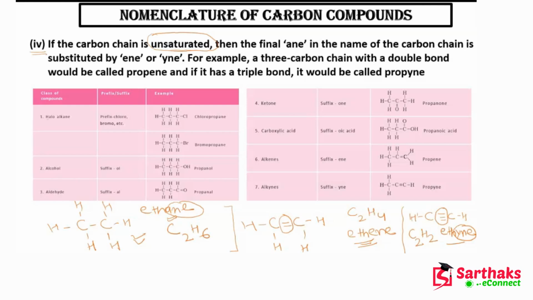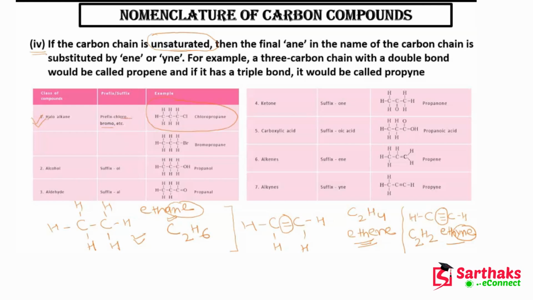So basically, haloalkanes. Let us start with haloalkanes. If you see a haloalkane in a carbon chain, you will use a prefix. Let's suppose if chlorine is there, we will use chloro. If bromine is there, then we will use bromo. You can also see the structure of these compounds.